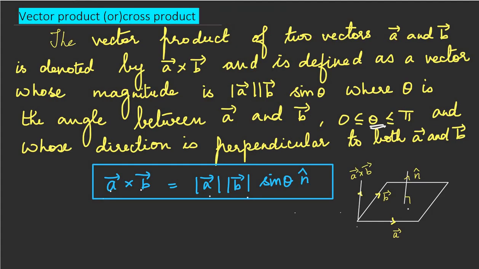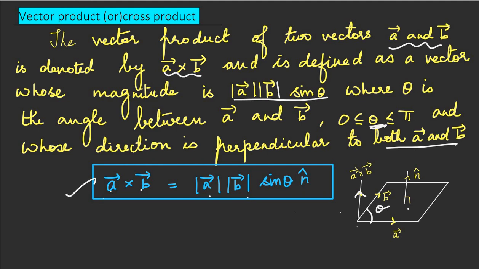The vector product or cross product, otherwise the skew product of two vectors A vector, B vector, denoted by A cross B, is defined as a vector whose magnitude is given by mod A vector, mod B vector, sine theta. Theta is the angle between the vectors, where theta lies between 0 and pi. This A cross B is perpendicular to both A vector and B vector, and is denoted by mod A vector, mod B vector, sine theta n cap.